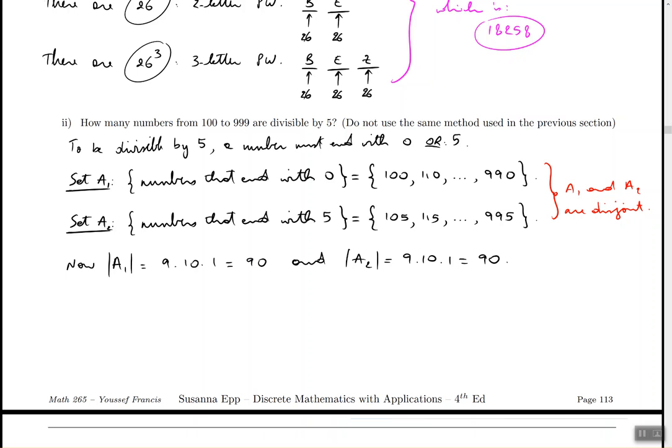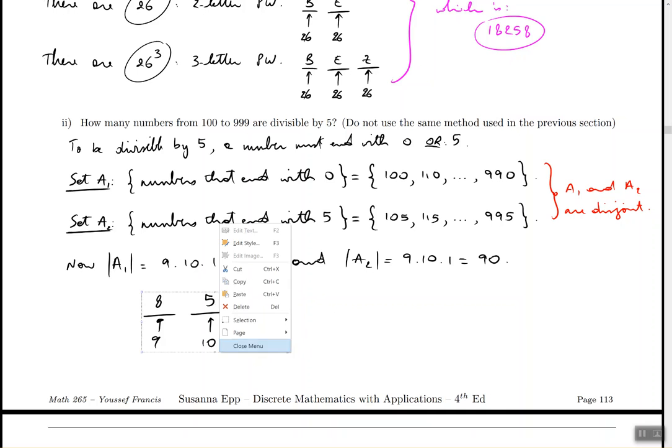The cardinality of A1 is 90, and the cardinality of A2 is 90 again, because the first digit can be anything it wants to be except for 0. So it's got to be anything out of the other 9 digits. The second digit can be anything it wants to be. It could be any of the 10 digits. And the third digit has to be either 0 if you're in A1, or it has to be a 5 if you're in A2. So there's only one choice for that. So again, you can put anything you want there, you can put anything you want there, but the third digit is predetermined. It's either 0 or 5. Okay, so that's why there's 90 for the first set and 90 for the second set.